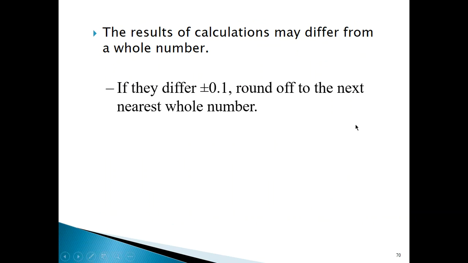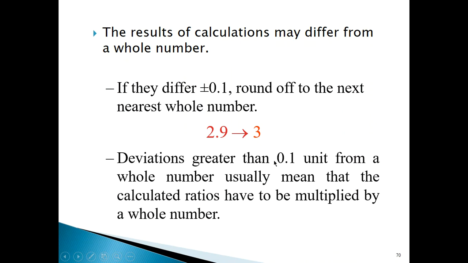Okay, so it says here the results of calculations may differ from a whole number. If they are within plus or minus 0.1 of a whole number, then you round off to the nearest whole number. So for example, let's say you get your subscript being 2.9, then it's okay to just round this off to 3, all right, because 2.9 is very close to the nearest integer, which is 3. But if the deviation from a whole number is more than 0.1, then that means that you have to do a kind of trial and error where you multiply that number by an integer until you get a whole number.